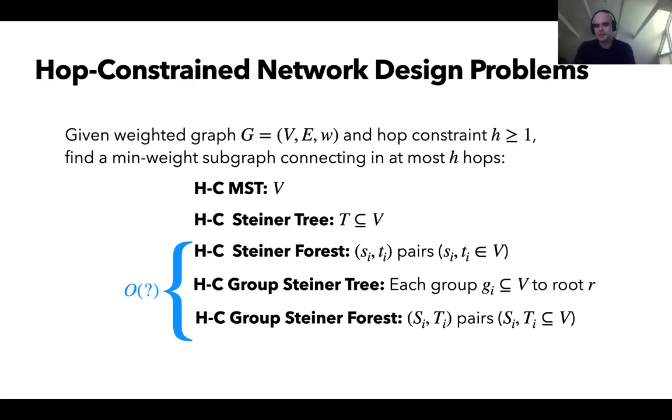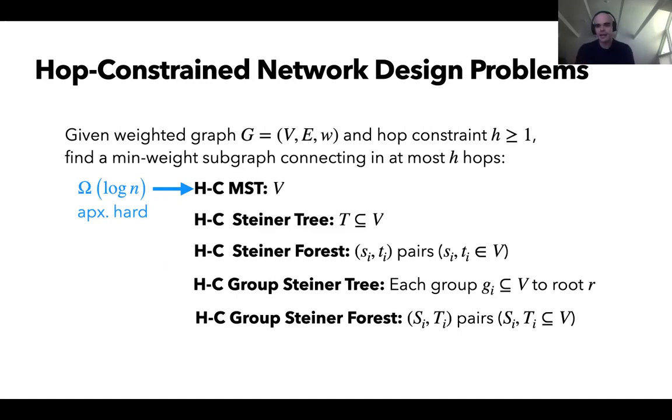And I think this is in part due to the fact that adding hop constraints to problems makes them really hard. So again, minimum spanning tree is in P, but as soon as you add these hop constraints to minimum spanning tree, it becomes NP-hard. Now, the situation is even worse than that. There's actually a known logarithmic hardness of approximation for hop-constrained minimum spanning tree. So it went from P to Omega(log n) hard to approximate.